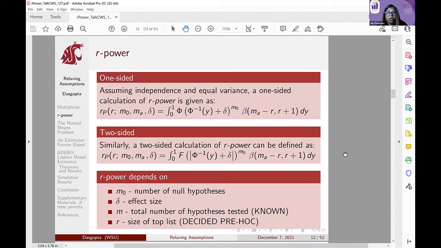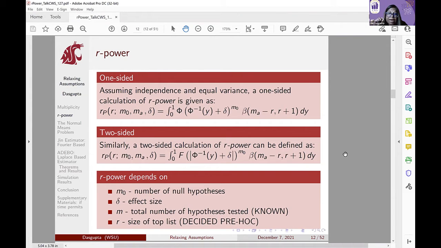Same idea here. So if you look at R power, what do we need? We need to know the number of null hypotheses, and we need to know the effect size. The other two, R is determined by me, and M is the number of hypotheses, which is known already. If you think of delta, we can give people different R powers under different deltas. This is how reliable your list is. So really the only thing that we need a good handle on is M naught, or how many came from the null hypothesis.